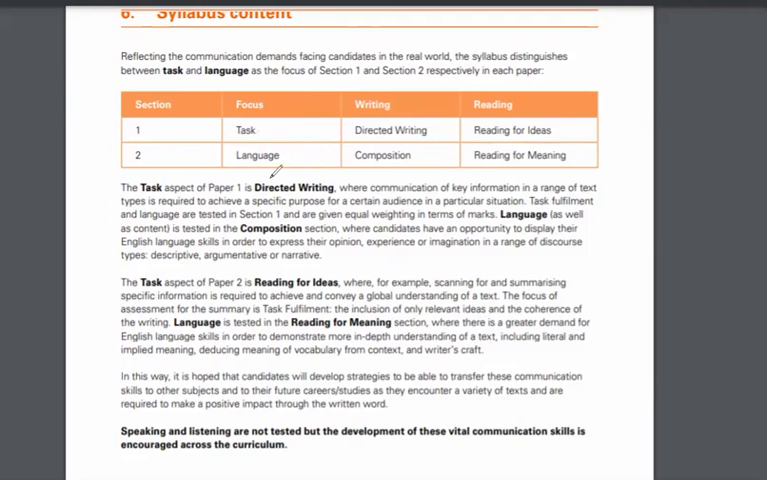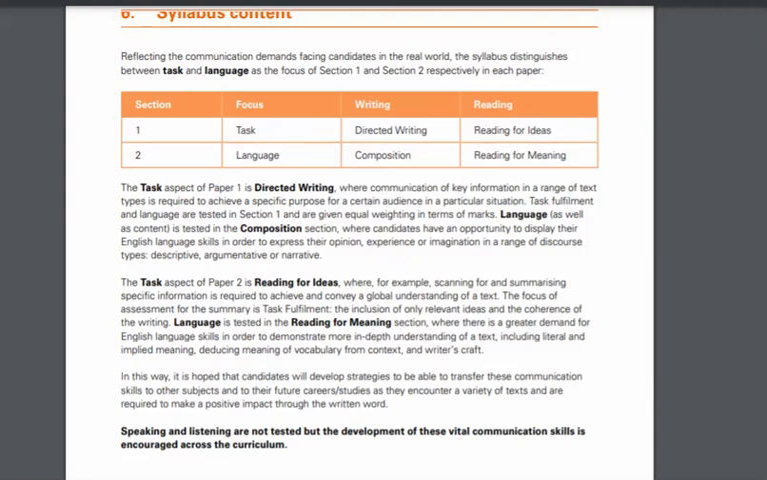The task aspect of paper one is directed writing, where communication of key information in a range of text types is required to achieve a specific purpose for a certain audience in a particular situation. Task fulfillment and language are tested in section 1 and are given equal weighing in terms of marks. Language as well as content is tested in the composition section, where candidates have an opportunity to display their English language skills in order to express their opinion, experience, or imagination in a range of discourse types.